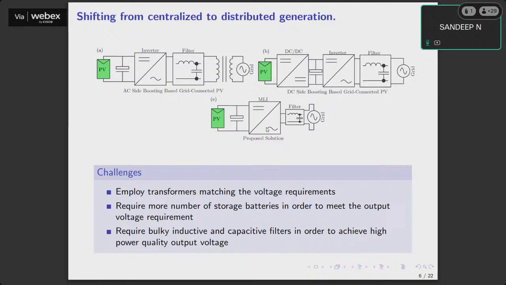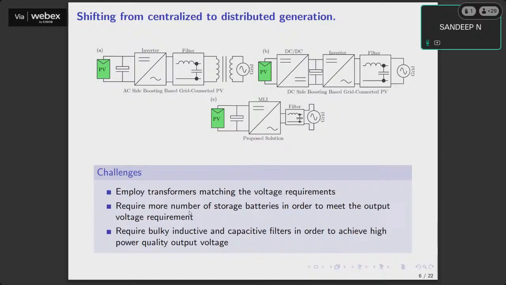Second, what if the inverter has the ability to do multi-level operation? We'll see the advantage of that in a later slide. So these are the two characteristics that we try to combine in an inverter: the inverter should have a boosting ability, and it should have the capacity to go for multi-level operation. These are the challenges that we try to address.